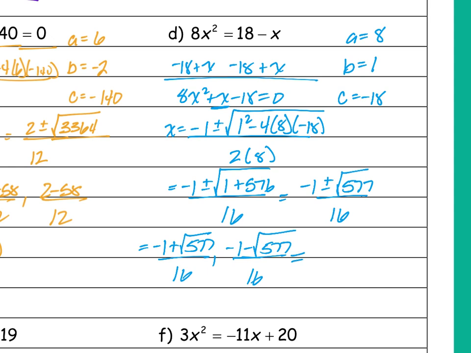And remember I said to round to 2 decimal places. So I've got 1.44 and -1.56. So you don't have to write down.